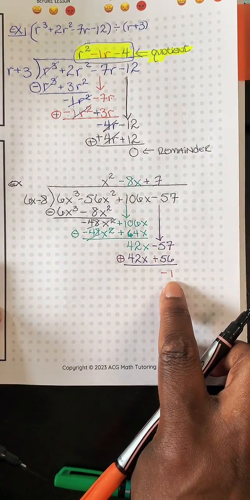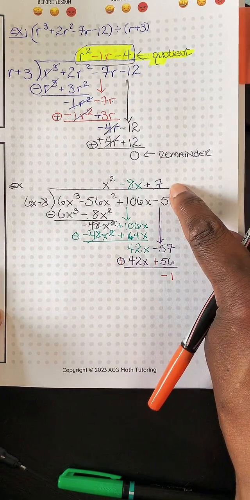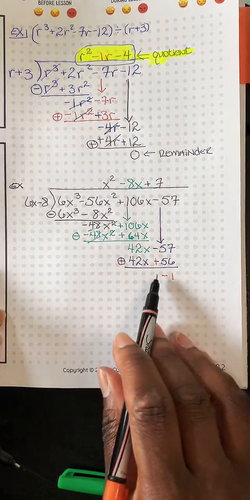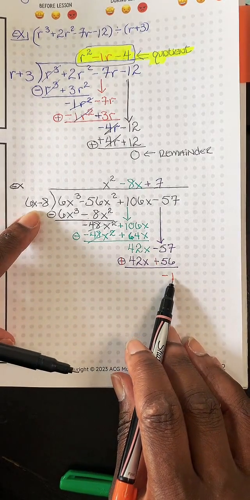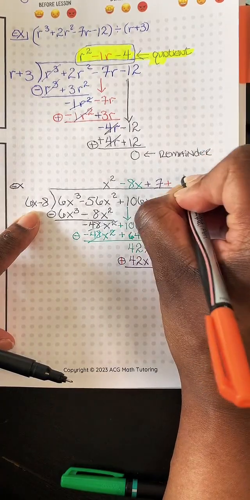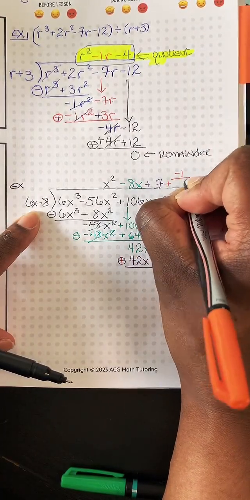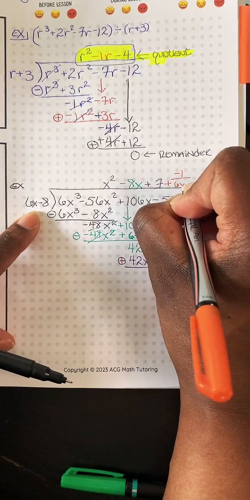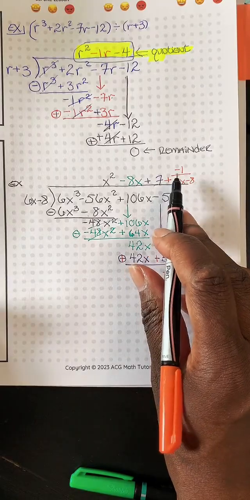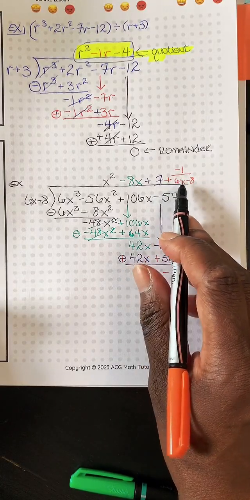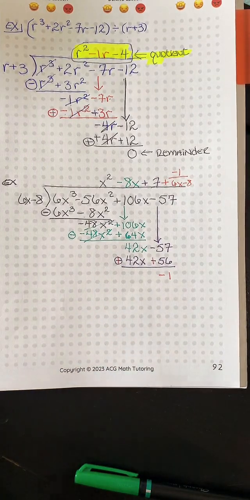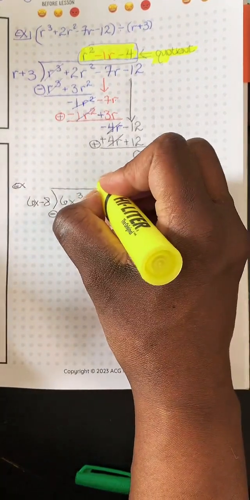Now, how we incorporate the remainder into your quotient, you're basically adding it on. But this remainder is coming from your divisor. So if you want, you can say plus negative 1 over 6x minus 8. Or you can also incorporate that negative and just make it minus 1 over 6x minus 8. So your answer will be this.